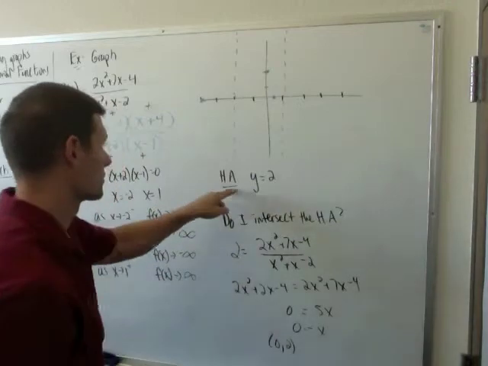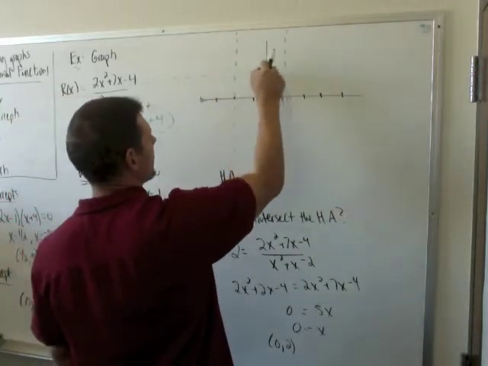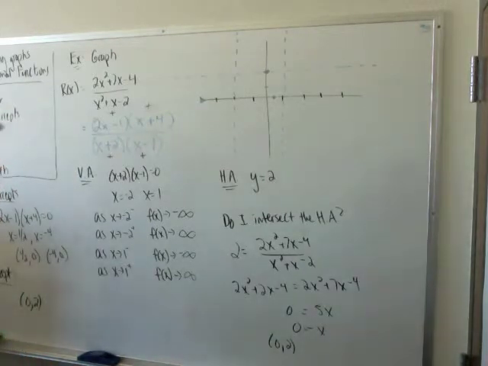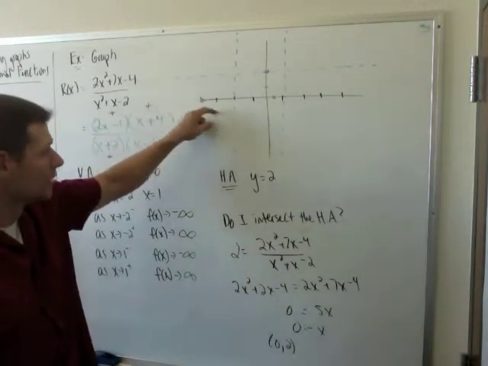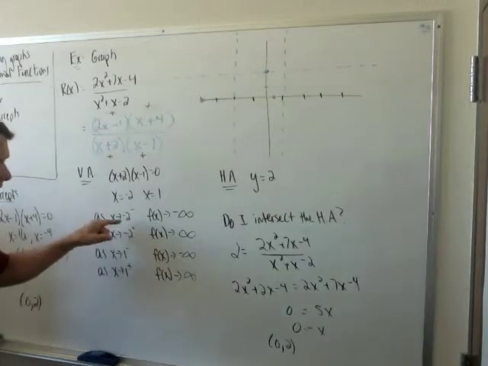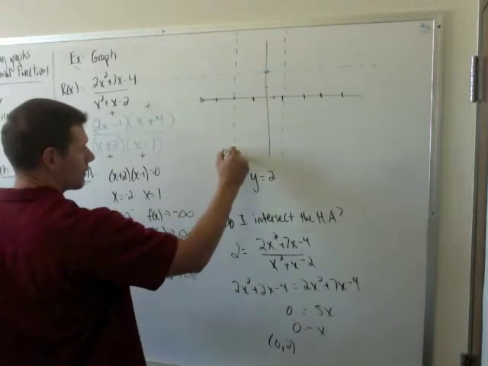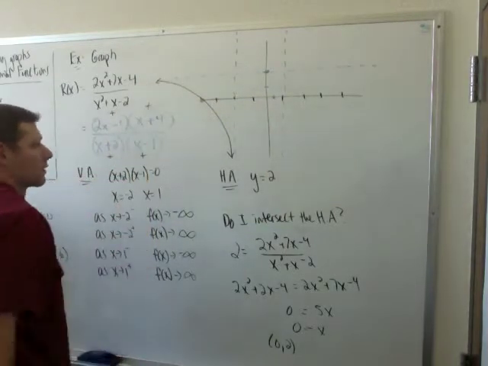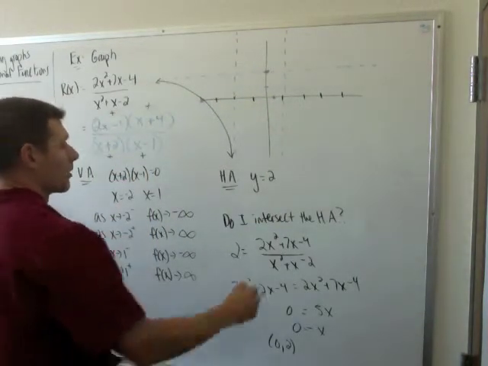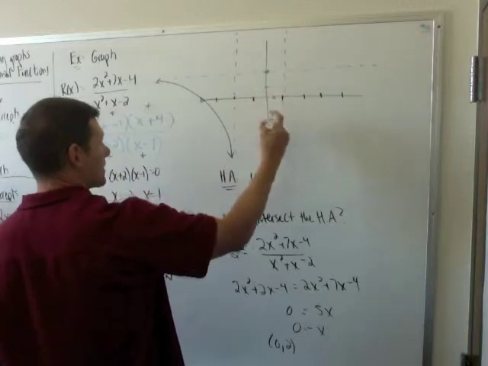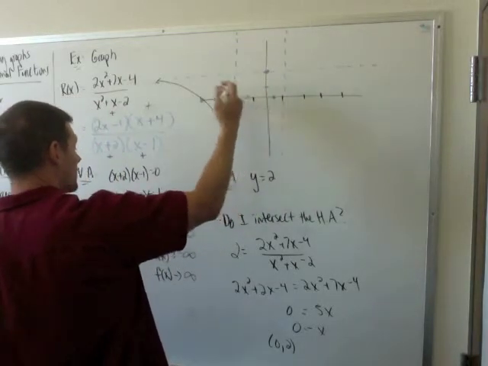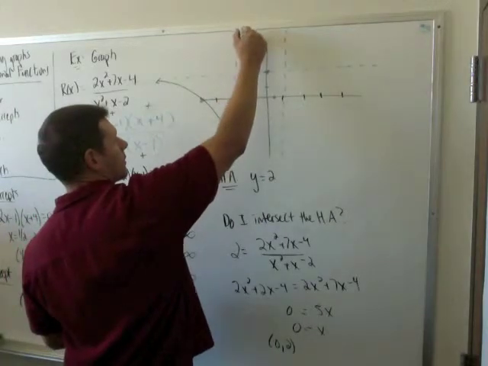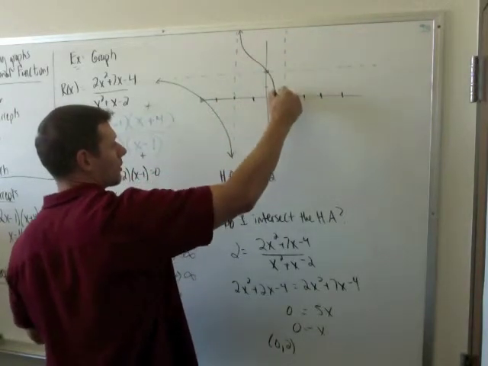And my horizontal asymptote is y equals 2. Okay, so what happens here? As I approach negative 2 from the left, I go to negative infinity. I'm going to approach that horizontal asymptote that way. Over here, we know these 2 points connect, but as I approach negative 2 from the right, it goes to positive infinity. It's going to come down, it's going to touch that, go through there.